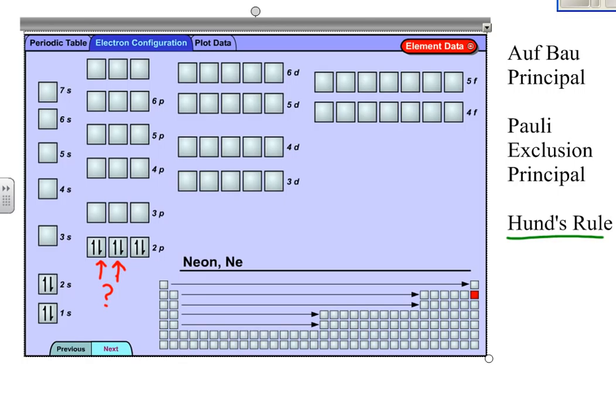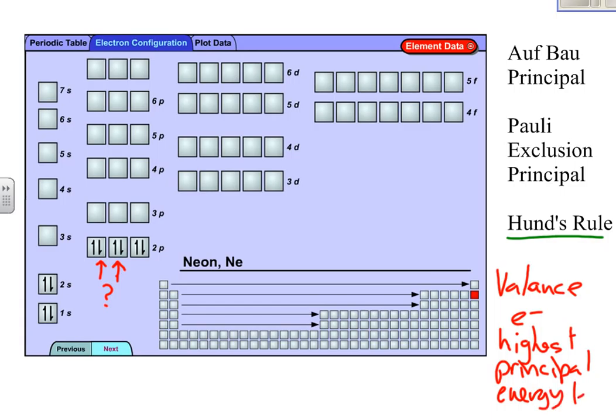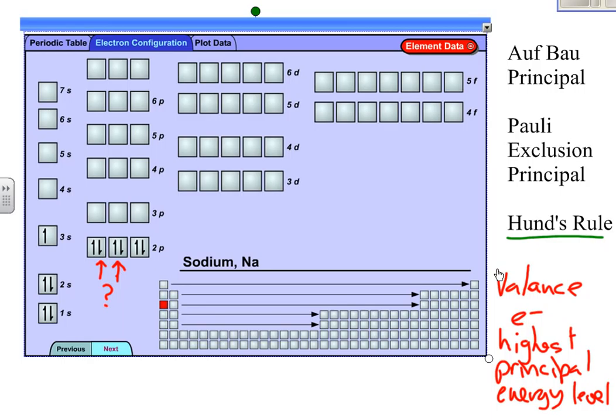As we go through these, the one thing we want to keep in mind is how many valence electrons there are. So recall that valence electrons are the electrons in the highest principal energy level. So in the case of neon, the highest principal energy level is 2, so we would have 8 valence electrons. So we go on to the next one, sodium. Now we've moved up to the third energy level. Sodium would have 1 valence electron, that 3s1.